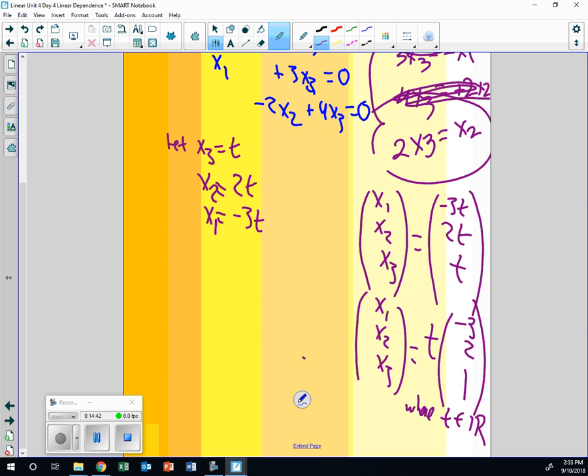And what does that mean? Yeah, it's not one trivial answer. This would be therefore not independent, or just say dependent. Therefore, linearly dependent.